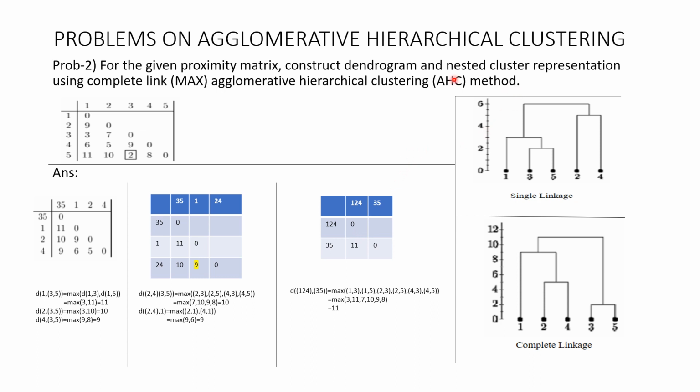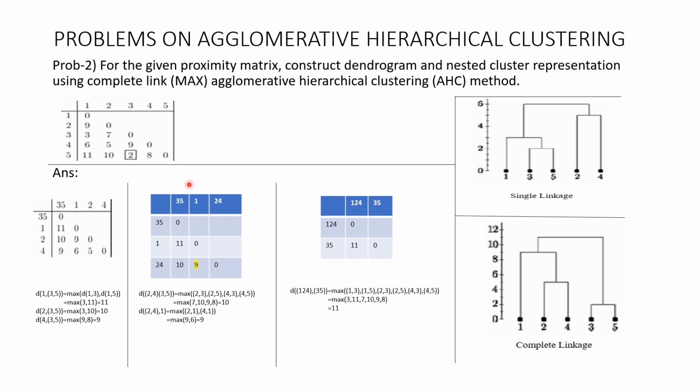Okay, the next problem is again the same thing, agglomerative hierarchical clustering only, but here you have to cluster the points using complete link or MAX. Okay, it is called MAX. Again, they will give the proximity matrix. You have to cluster these 5 points.